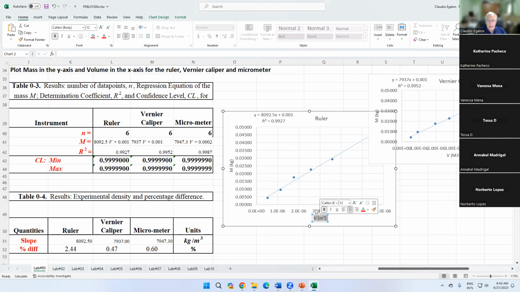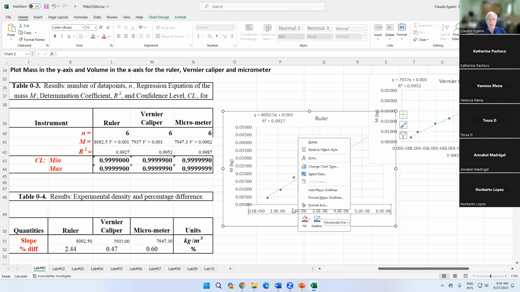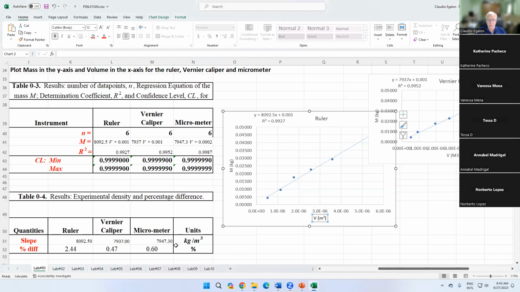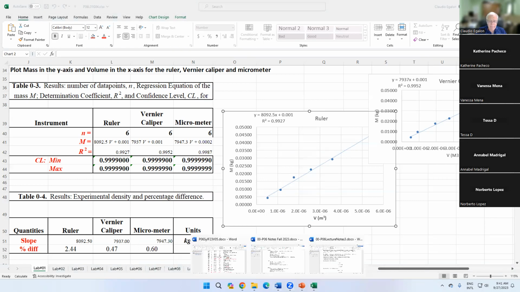Okay, let's see. Yeah, and size is 12, a little bit small, right? Like I said, this one is 12 as well. This one is 12 too, but make it 14 at least, right? Always make the axis title larger than the numbers here. So we know there are too many zeros right here. Let's document that.